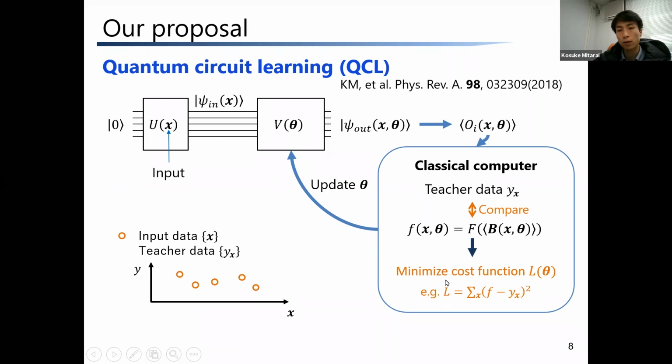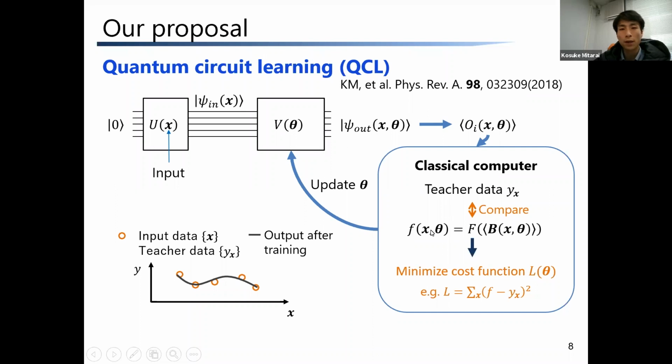And on the classical computer, we decide which direction theta should be updated, and we update theta and run this loop iteratively. If we loop through this many times and achieve convergence, we expect this quantum circuit to output something like this. So if we input X, we can get a result which is close to the teacher.